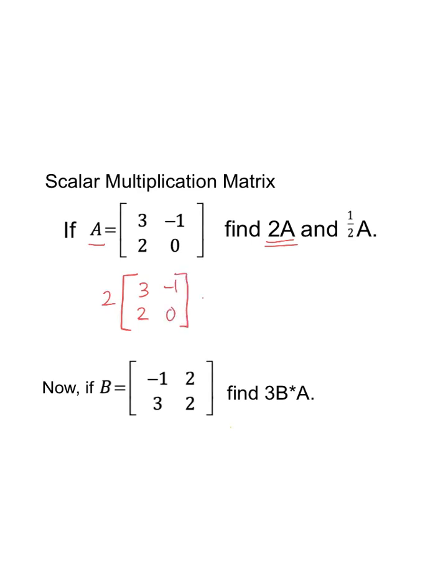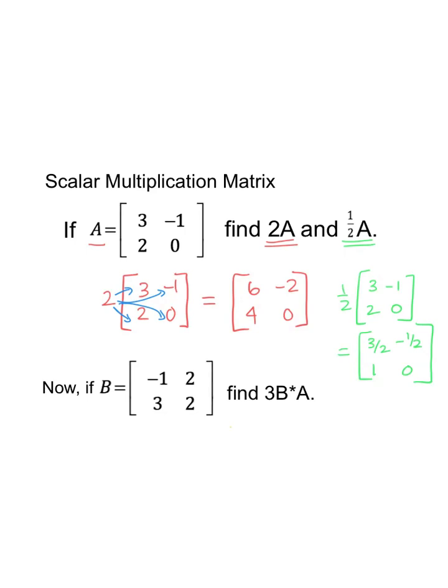In order for me to deal with this, the scalar goes to every single piece of the matrix. It gets distributed, if you will. Once I distribute that, then I've got a 6 in my top left, a -2, 4, and 0 will be my resulting matrix. Okay, go ahead and try it out if you had 1/2 of A and simplify that.